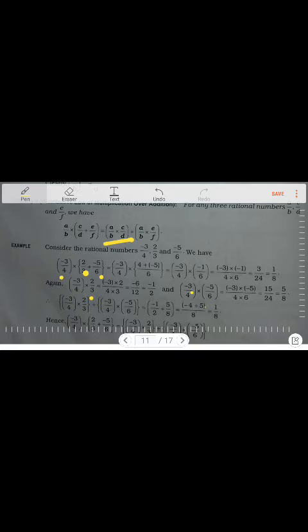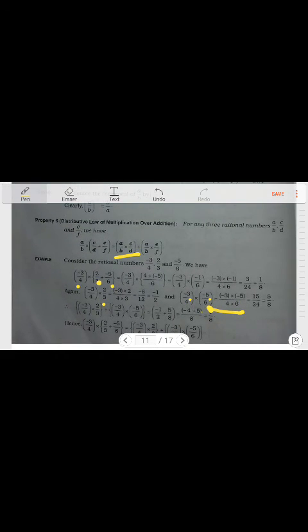And here also −3 into −5, 6 into 4 is 24. So −3 into −5 is minus times minus, plus, so 15/24. When it is reduced by 3, 3 5s are 15 and 3 8s are 24. So it became 5/8.